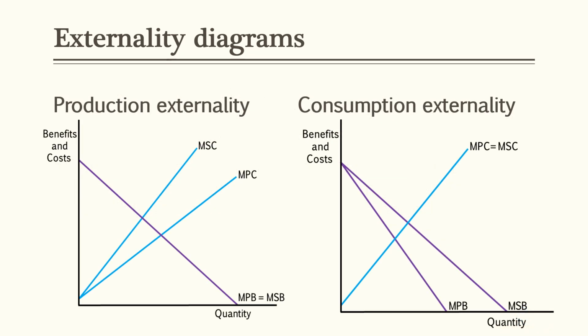The graph on the left is a production externality diagram, because it has two supply curves, which we labeled marginal social cost, MSC, and marginal private cost, MPC. The demand curve is there to determine equilibrium. The diagram on the right is a consumption externality diagram. We have two demand curves called marginal social benefit, MSB, and marginal private benefit, MPB. The supply curve, MPC equals MSC, is to determine the equilibrium.